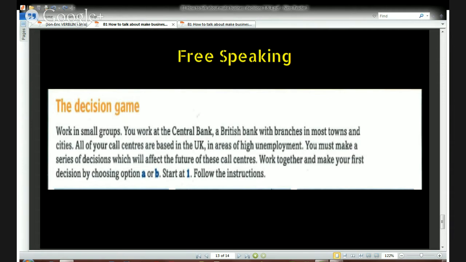Work in small groups. You work at the Central Bank, a British bank with branches in most towns and cities. All of your call centers are based in the UK in areas of high unemployment. You must make a series of decisions which will affect the future of these call centers. Work together and make your first decision by choosing option A or B. Start at first. Follow the instructions.